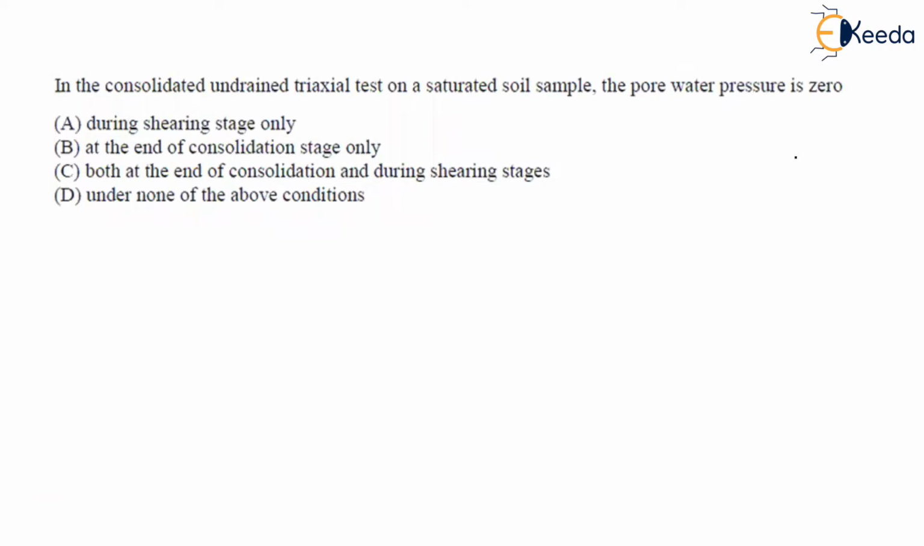In a consolidated drained triaxial test, so here we are talking about the CD test, the pore water pressure is 0. Now can you guess where the pore water pressure will be equal to 0? This is the question they asked in 2016. If you remember, the pore water pressure will be equal to 0 at the end of the consolidation stage only. After that, the pore water pressure is 0. Move on to the next.